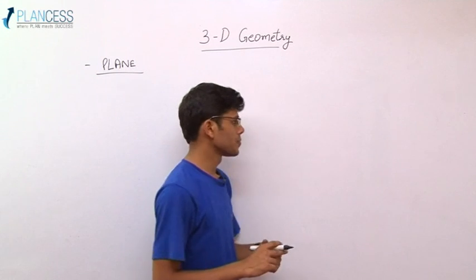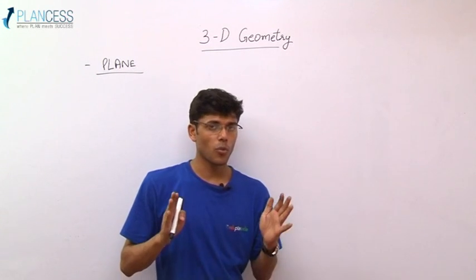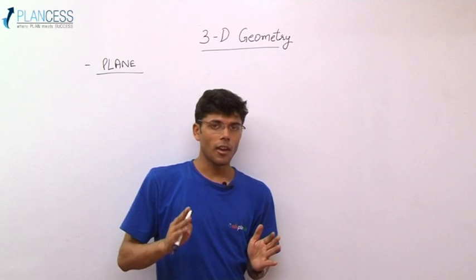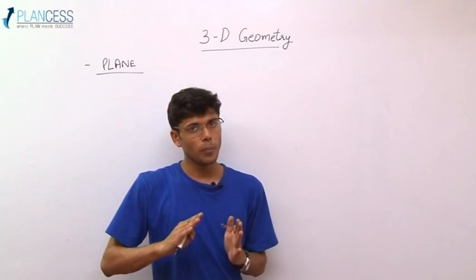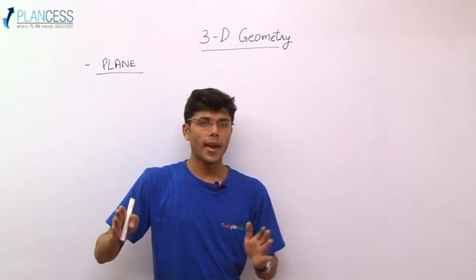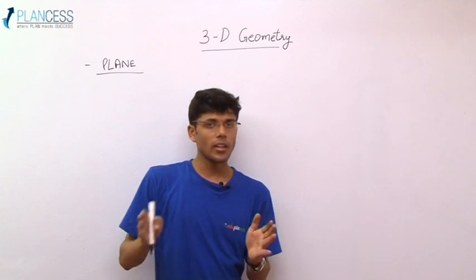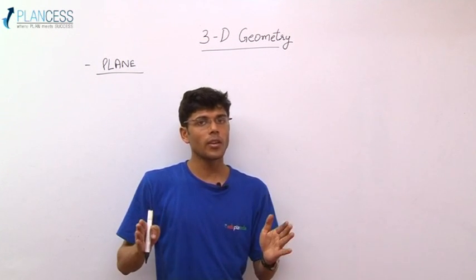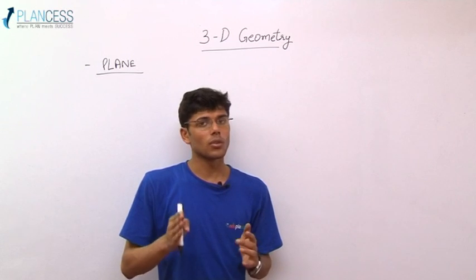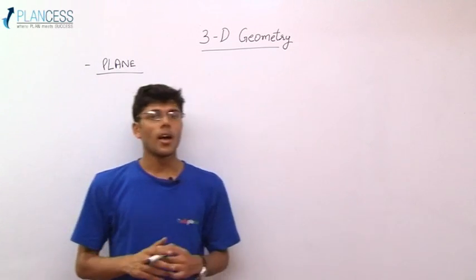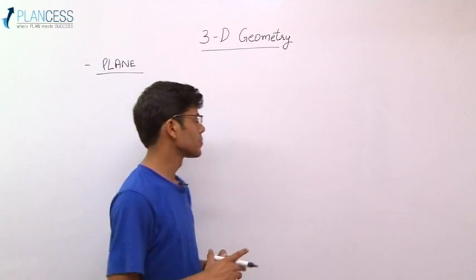I once again repeat that plane is a locus of a point P such that if there is another point Q on the locus of P, and if we join P and Q, then the line joining P and Q has all its points on the locus of P. So that is a plane. In this way we define a plane.